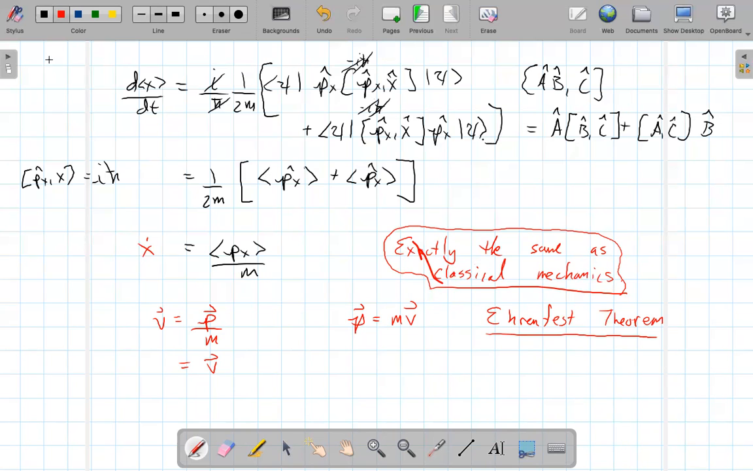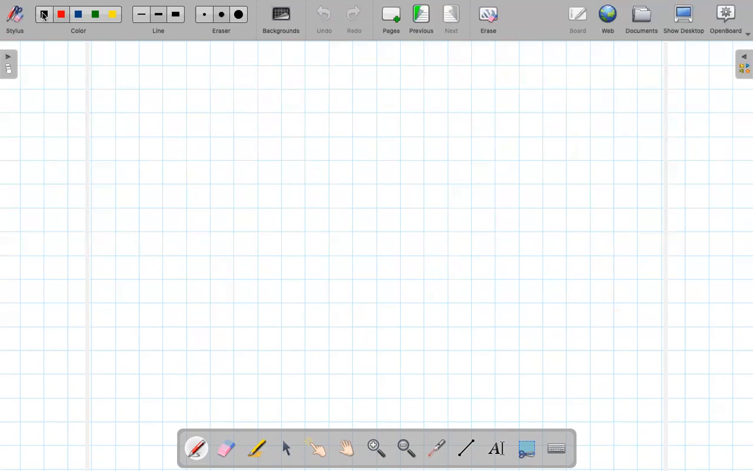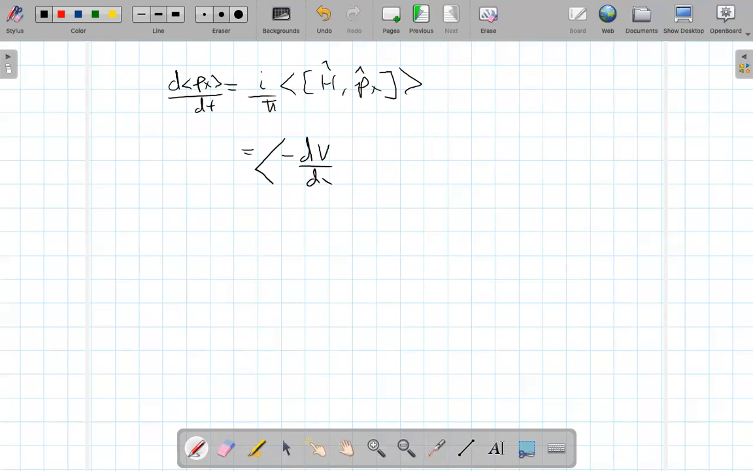Now, another way we can see this is to look at the time rate of change of the momentum. If I look at the time rate of change of the expectation value of the momentum, then this is equal to, again, i over h bar, the expectation value of the commutator of the Hamiltonian with the momentum operator. We don't know how to handle this yet, we'll talk about this in a little bit, but it turns out that this is equal to the expectation value of minus the derivative of the potential with respect to position.